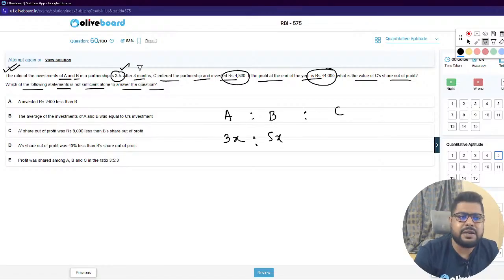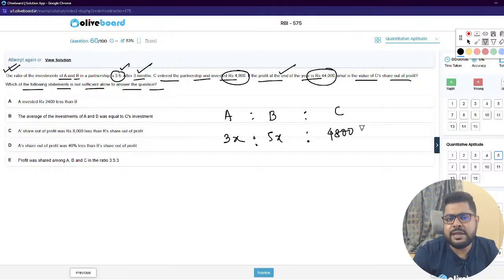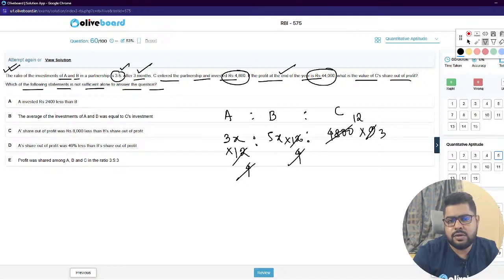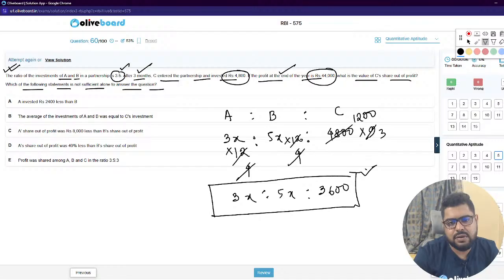C entered the partnership after 3 months, with 4,800. End of year meaning this was there for 9 months, and A and B had the capital there for the full year. So this is 3, this is 4, this is 4. So I know 12x, 20x, and this... let me do one thing, sir. Let's cancel 4, 4, 1200. We cannot cancel anything else. 3x ratio 5x ratio 3600. That's what we know. Correct?